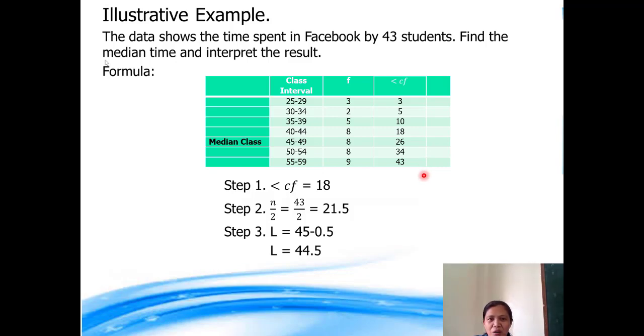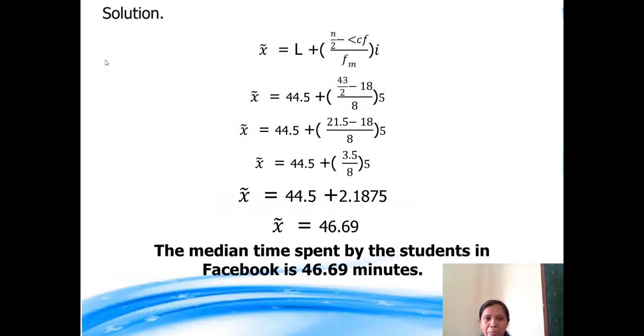the number of students we have is 43, that is n divided by 2, so we have 21.5, and we have our L, or lower class boundary, equal to 44.5. Applying the formula, we have now the value 46.69 as the median time spent by the students in Facebook.